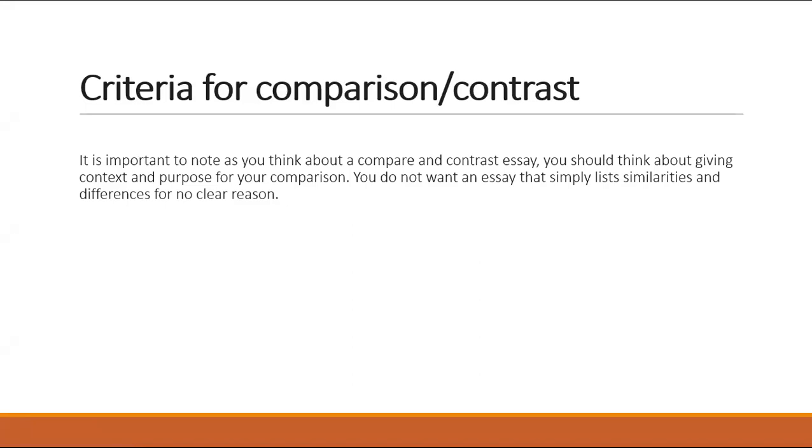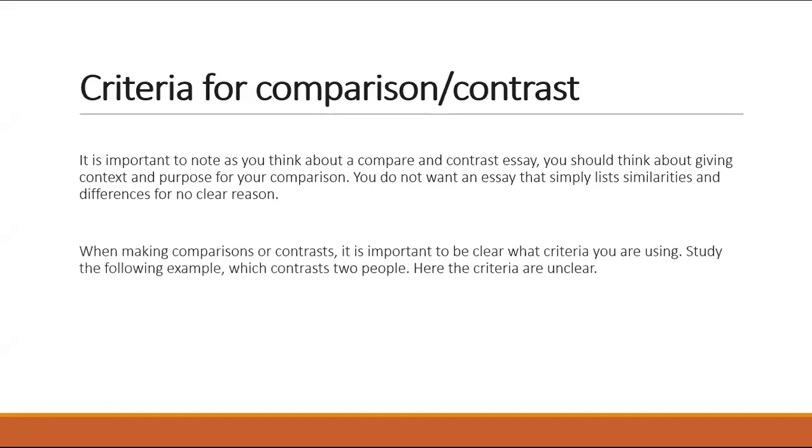First of all, you should have a clear reason and clear objective behind writing something, right? So you should have a purpose, a context, a background idea of comparison and contrast. For example, when making comparison and contrast, it is important to be clear with the criteria you're using. Study the following example, which contrasts two people. Here, the criteria are unclear.